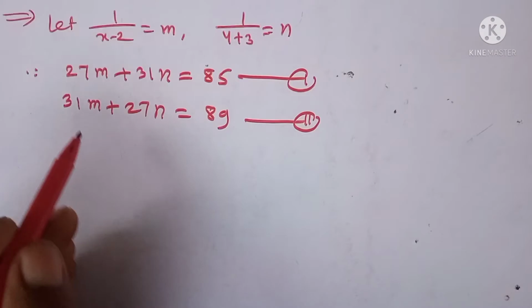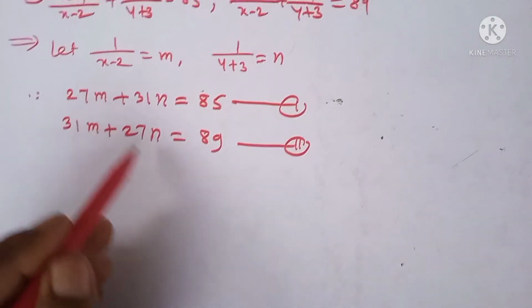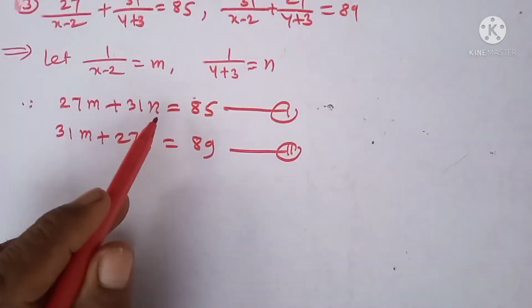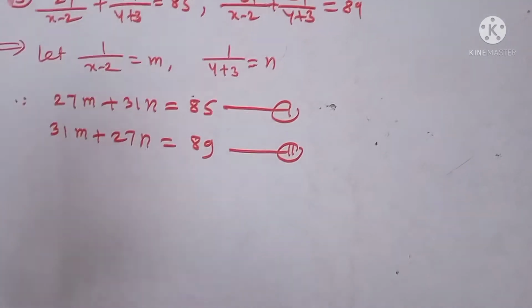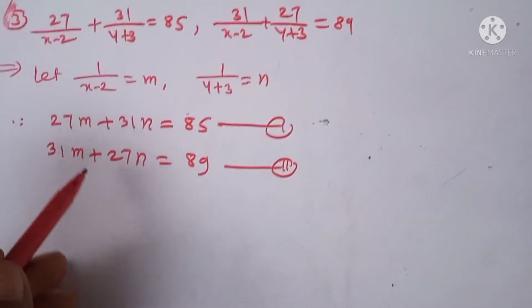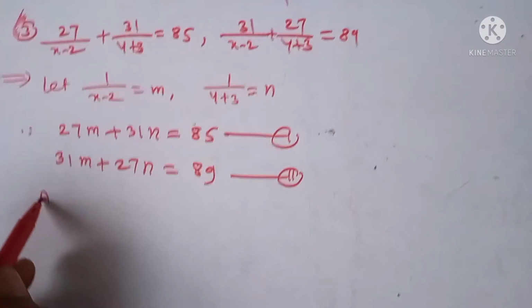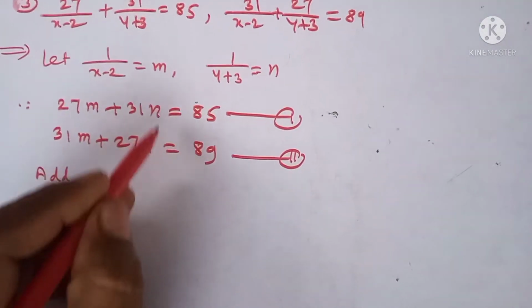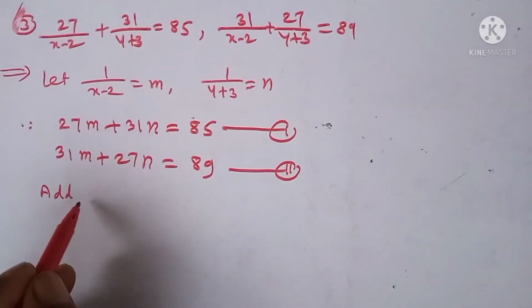Here the coefficients are crossed, so one time we do addition and one time subtraction. You get equations 3 and 4. One time we add, one time we subtract, adding the equations when the coefficients are crossed.